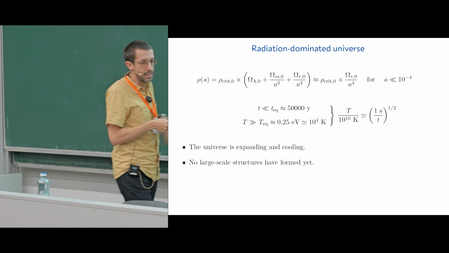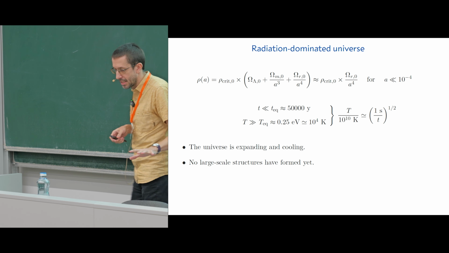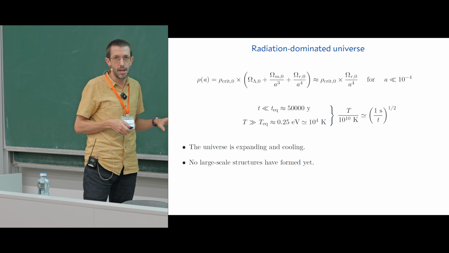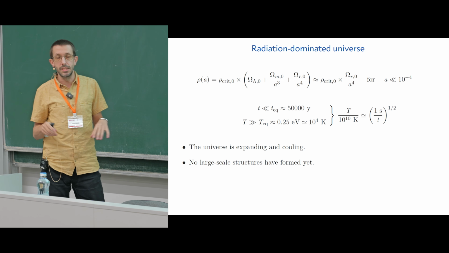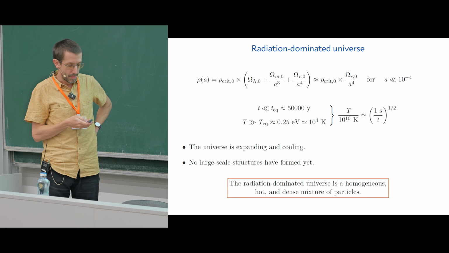And what is important, that the large-scale structure, that is also negligible on very large scales, but some fibers of galaxies and galaxy clusters and all of this was not formed yet. So at this period, during the radiation-dominated era, the universe is a very homogeneous, hot and dense soup of all possible particles.